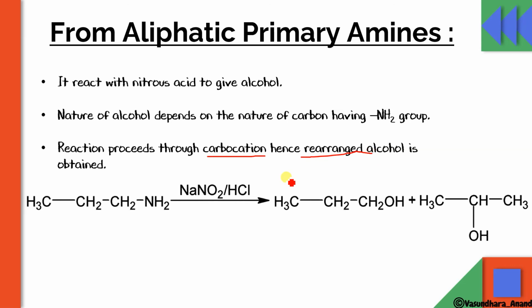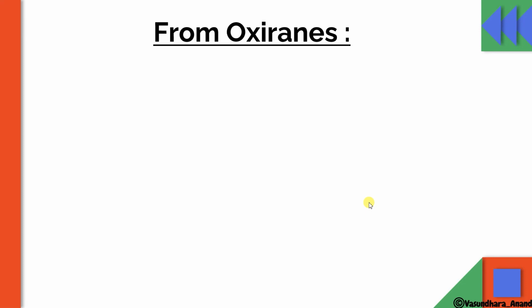Like let's do this. This is NaNO2, HCl. It is also called diazotization reagent. So this is CH3CH2CH2NH2. यहाँ पे this NaNO2 whenever reacts with this, it will give you primary alcohol as well as secondary alcohol. Again, as I said, rearrangement can occur over there because it will lead to formation of carbocation. So that's why the secondary alcohol will be the major product because it is the stable product, and this will be the minor product.